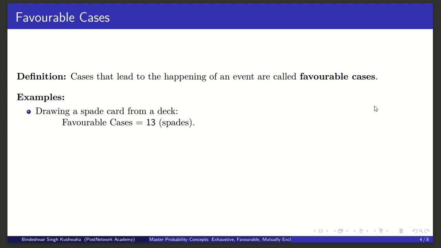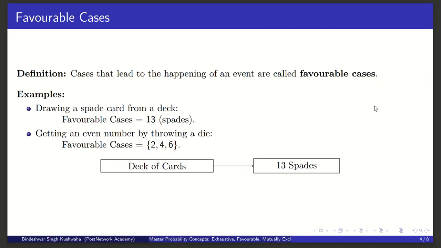Now cases that lead to the happening of an event are called favorable cases. For example, with a deck of cards, drawing a spade card from a deck, the favorable cases would be 13 because there are 13 spade cards. And getting an even number by throwing a die, the favorable cases would be 3, that means 2, 4 and 6.